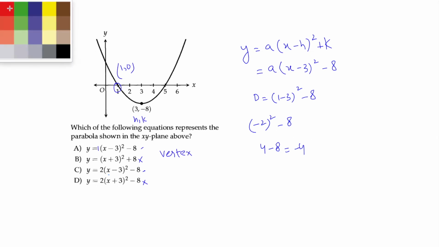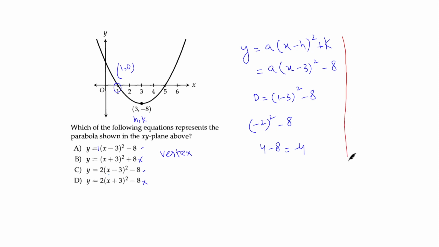But let's evaluate option choice C as well. So if I put 1 into this, what do I get? I have 2 into 1 minus 3 whole square minus 8. 2 into minus 2 whole square minus 8. Minus 2 squared is 4. 4 into 2 is 8. 8 minus 8 equals 0. This satisfies the condition. Definitely C is the correct answer. That's how you manipulate the graph. A lot of times you have to put certain points into the equation and see which of the points satisfies the equation.